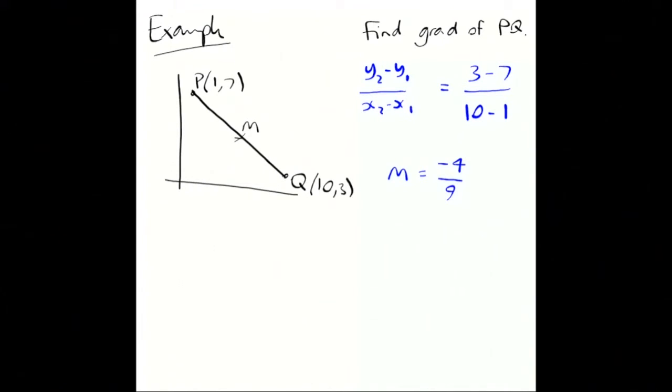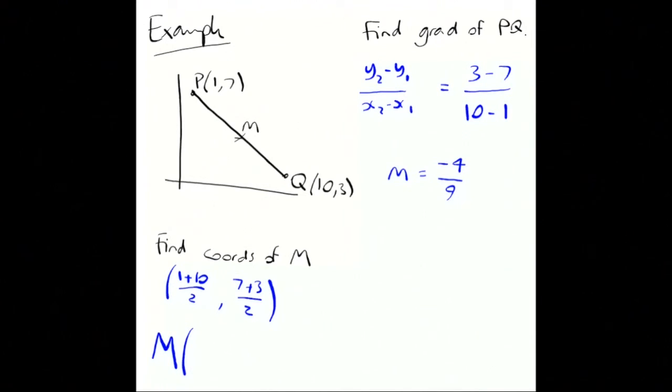Now we want to find the coordinates of the midpoint. Notice this is a capital M, and for the gradient we use a lowercase m. So for the coordinates of the midpoint, we can just add together our two x coordinates, add together our two y coordinates, and halve them. So we get 11 over 2, and we get 10 over 2, which is 5.